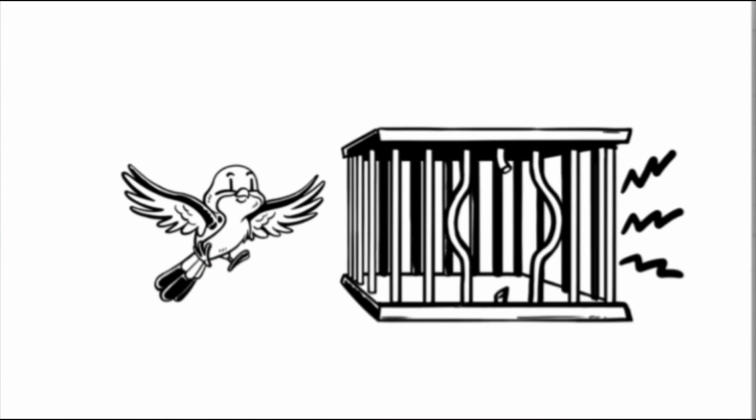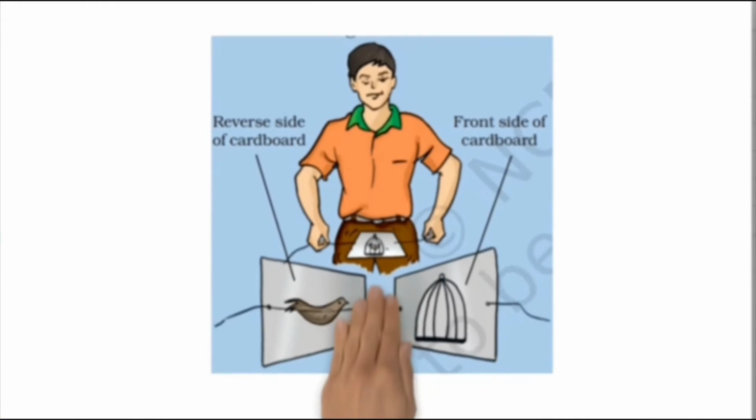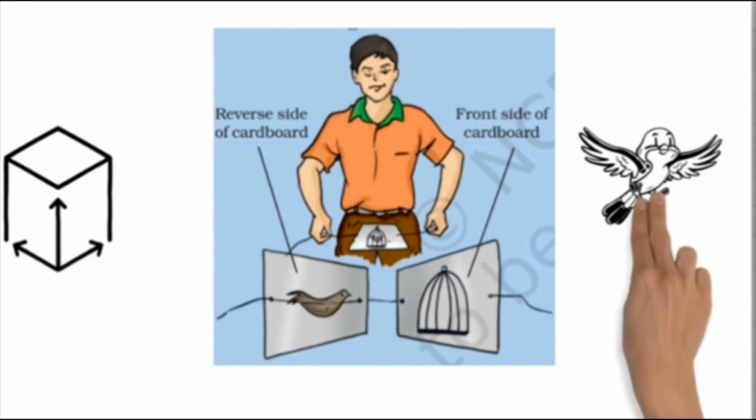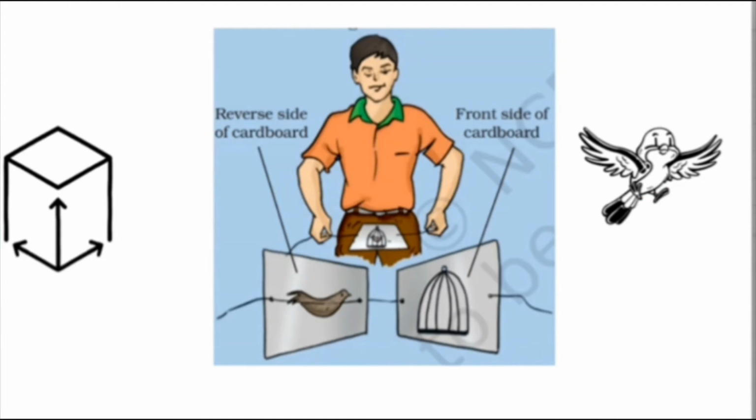Birding cage activity. Get a square piece of cardboard of size 6 to 8 centimeters. Make 2 holes as shown. Thread a string through the 2 holes. Draw or paste a cage on one side of the cardboard and a bird on the other side. Twist the string and make the card twirl rapidly. Do you see the bird in the cage?